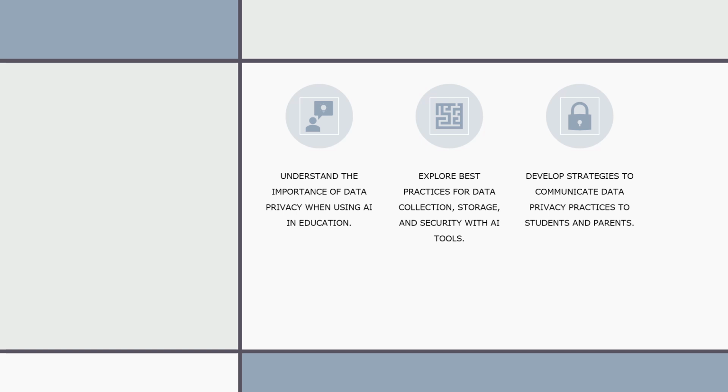Lesson 3.3 empowers you with the knowledge to prioritize data privacy when using AI in the classroom. We'll delve into responsible collection strategies, storage, and security practices for AI tools. You're going to learn how to communicate these practices to your students and families, fostering an environment of trust and understanding with AI usage.